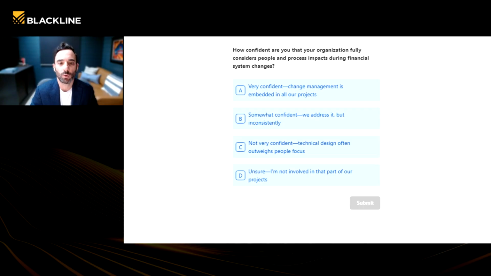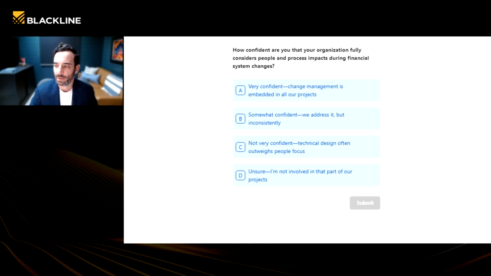So this is our first poll question. How confident are you that your organization fully considers people and process impacts during financial system changes? A, very confident. Change management is embedded in all of our projects. B, somewhat confident. We address it, but inconsistently. C, not very confident. Technical design often outweighs people's focus. Or D, unsure. I'm not involved in that part of our projects.